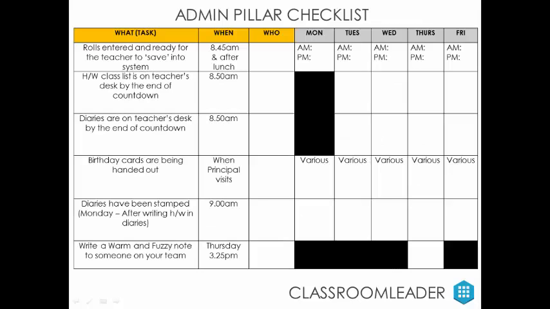So let me give you an example of the admin pillar checklist. So this includes a what column. What tasks are in the admin pillar that need to get done? Then next, when. By when. What time do these tasks need to be done by? And by who? Who is responsible for getting it done? These people will be the student monitors. So leave it blank for now, because we'll discuss the selection of student leaders later.